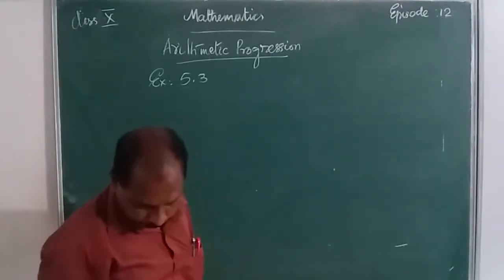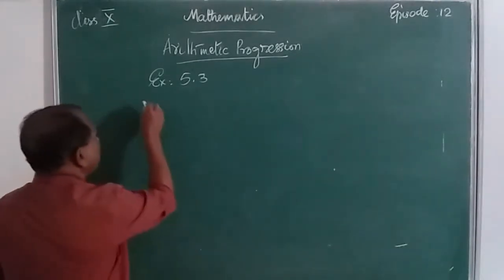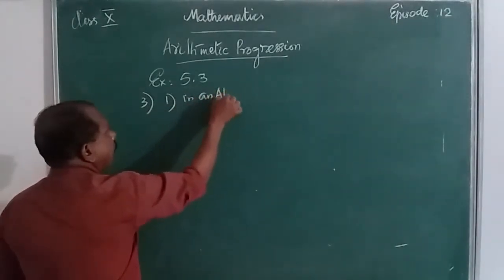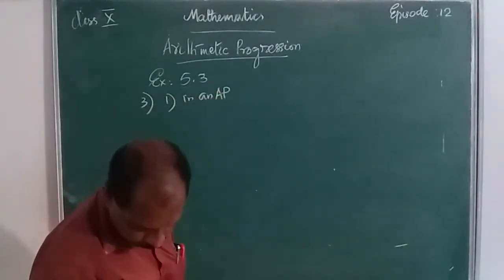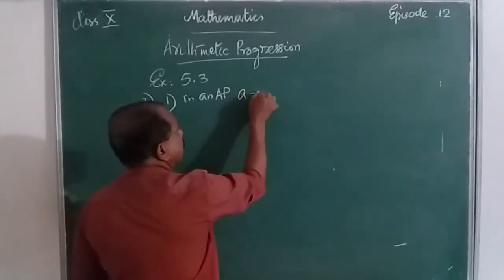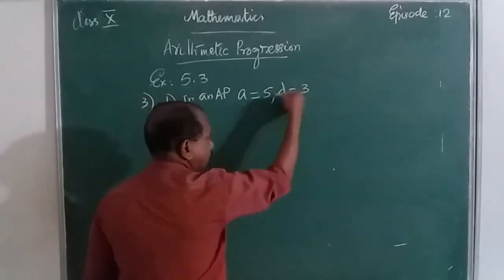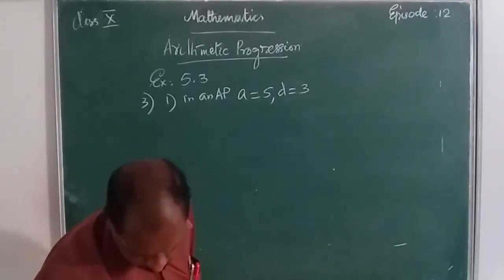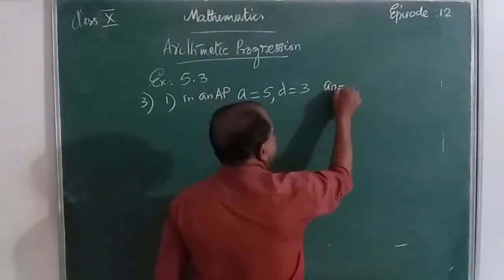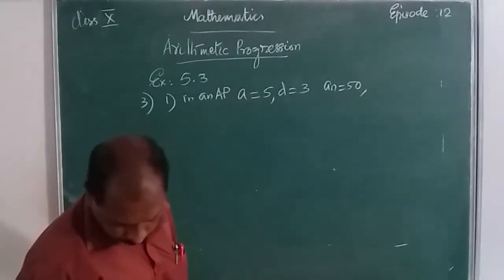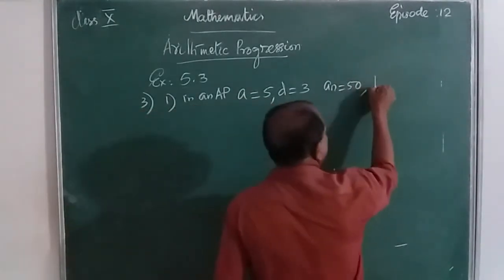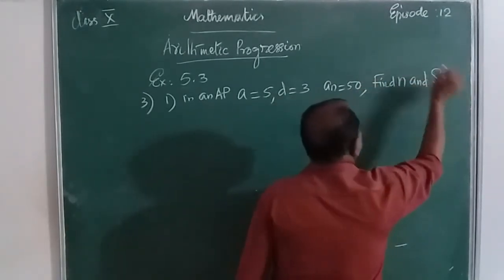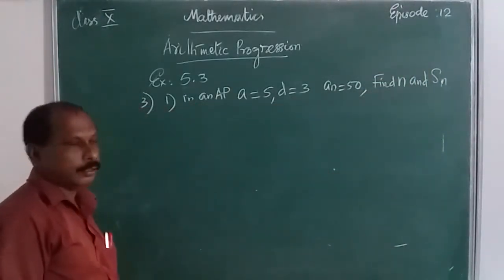Question number 3. First question. In an AP, a is equal to 5, d is equal to 3, an is equal to 50. Find n and S.